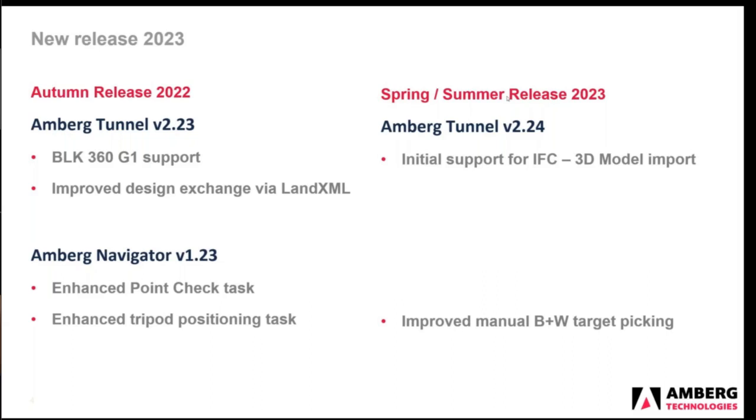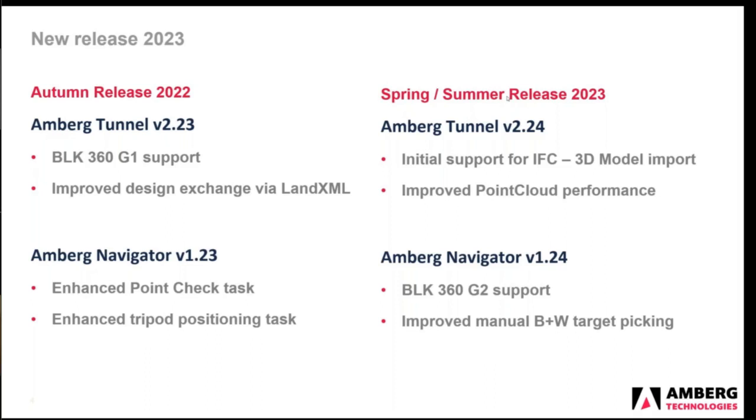As I mentioned, 3D model support, initial support for IFC, improved point cloud performance, massively improved. And in Navigator, which is version 1.24, we have, like I said, the G2 support and improved manual black and white target picking, not pixel based, but sub-pixel based this time. That's a quick overview of what we've done in autumn last year and now in spring.